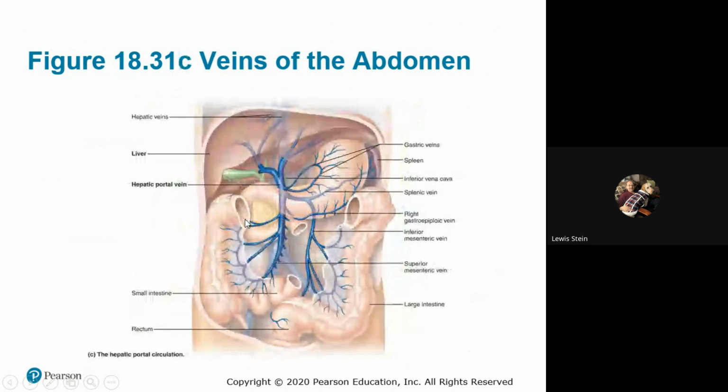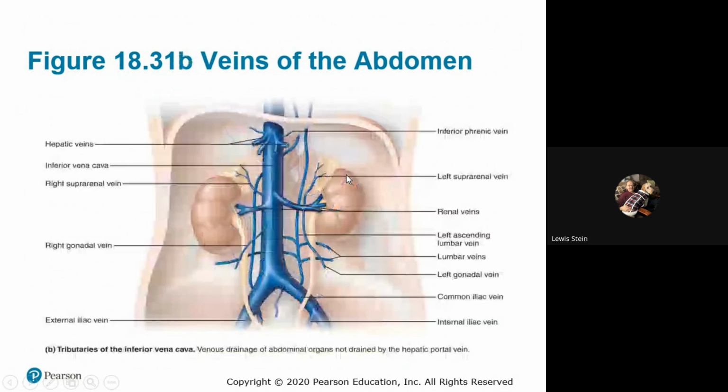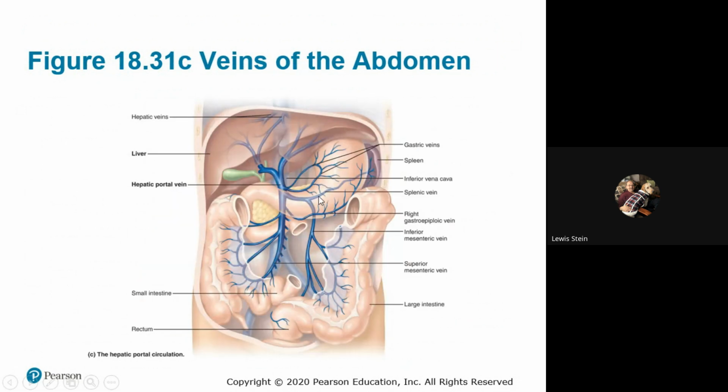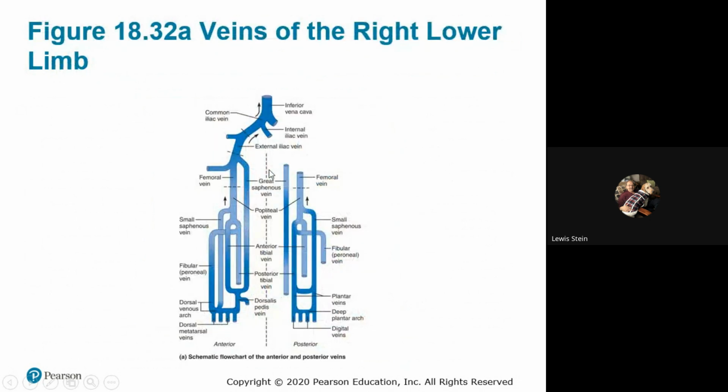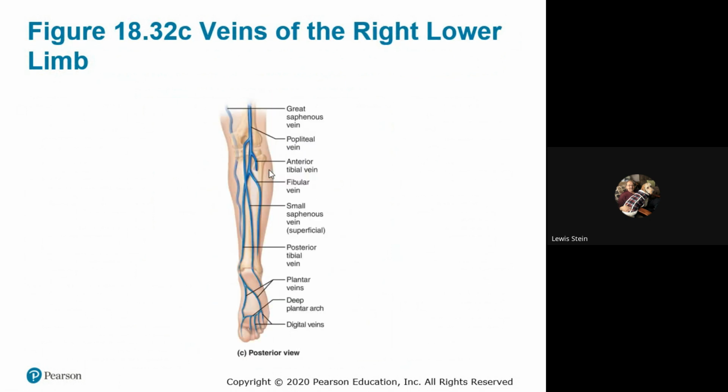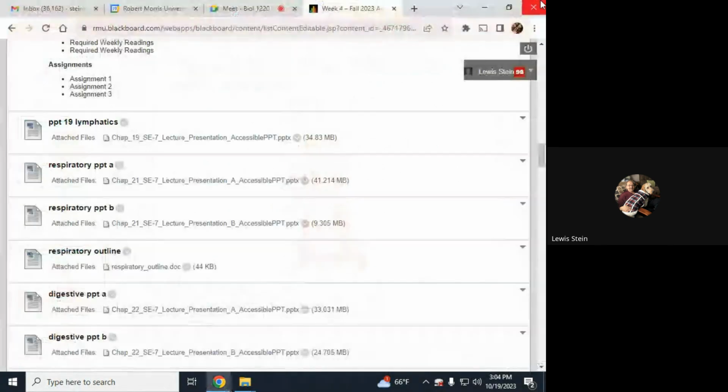And I think it's important to know this one to get the idea of that one coming back into the liver, the hepatic portal vein. That's important to write. I think that's it. Okay?